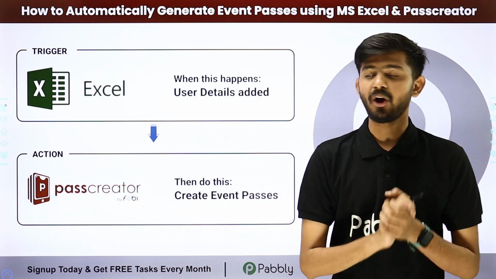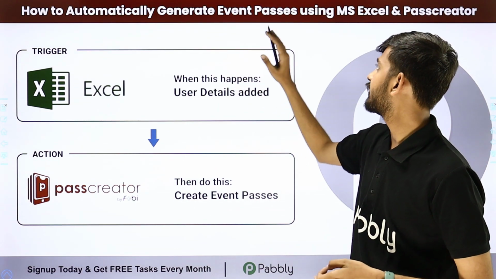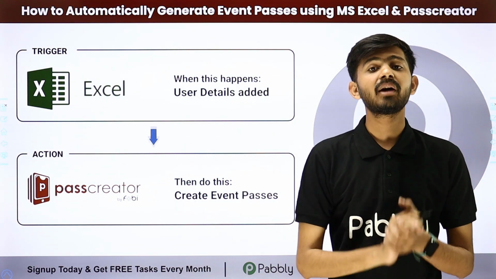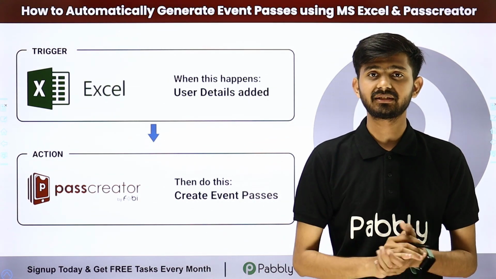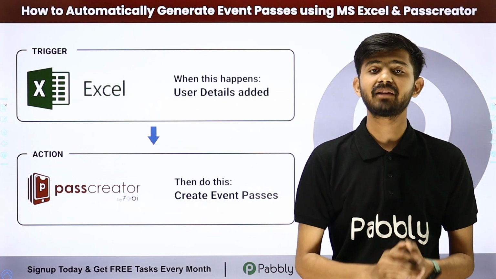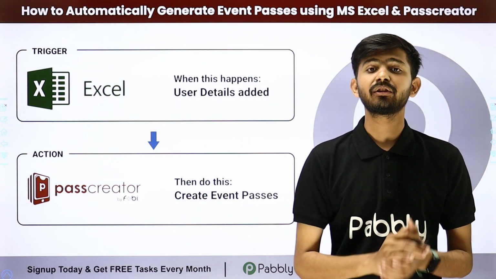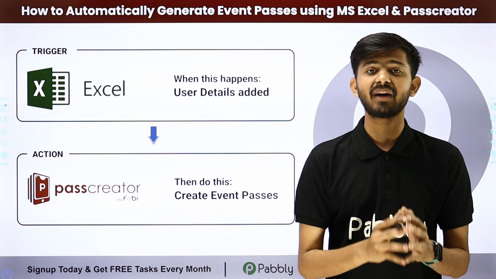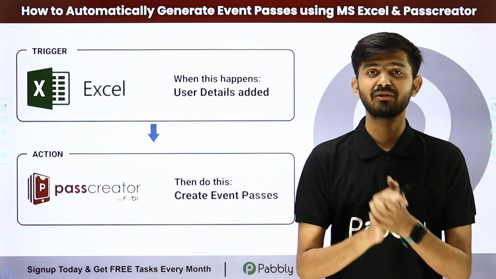Hello everyone, today our topic is how to automatically generate event passes using Microsoft Excel and Passcreator. So here my objective is that in Microsoft Excel, I'm adding the details of the user that has purchased the passes from me for the event that I'm organizing, and automatically I want to create customized passes for those users that have purchased those passes.